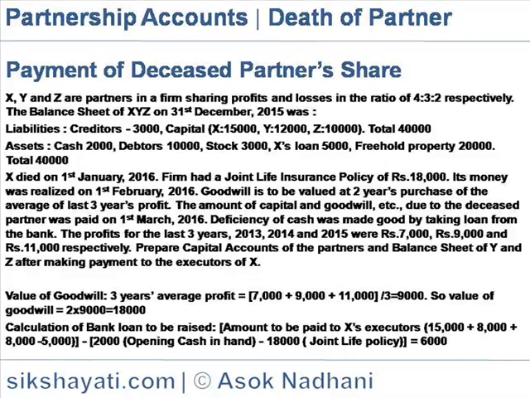Calculation of bank loan to be raised: the amount to be paid to the executor, that is 15,000 plus 8,000 plus 8,000 minus 5,000, minus 2,000 opening cash in hand, minus 18,000 joint life policy. So that comes to 6,000, for which the bank loan is to be raised to make the payment.